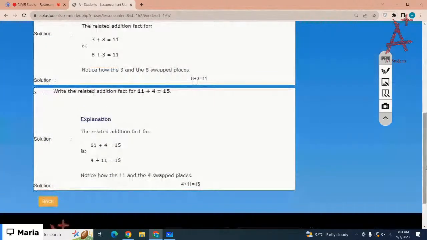Write the related addition fact for 11 plus 4 equals 15. So which is the correct option? The related addition fact for 11 plus 4 equals 15 is 4 plus 11. Basically, if you add 11 plus 4 or 4 plus 11, in both cases the answer is exactly the same, right? So the basic thing is if you interchange the position of the numbers, the sum must be the same, right? Let's just start with the practice questions.